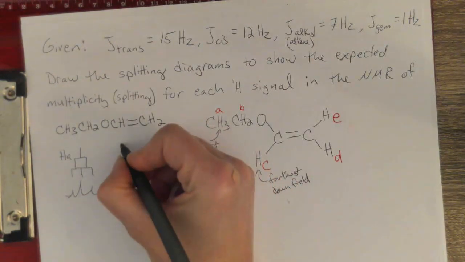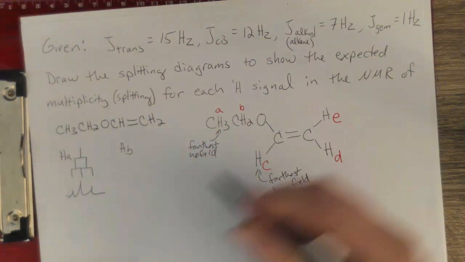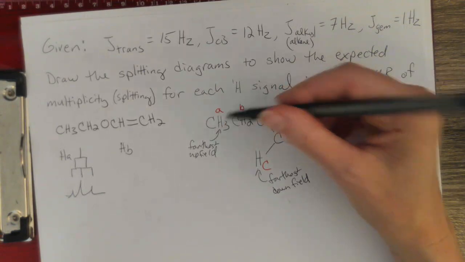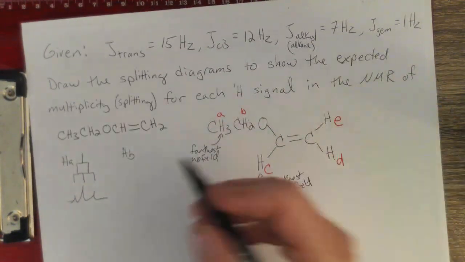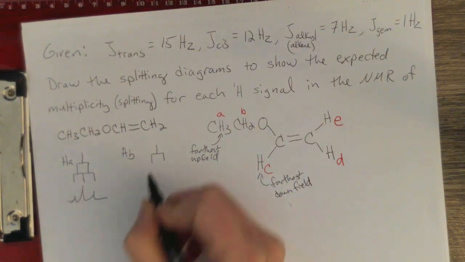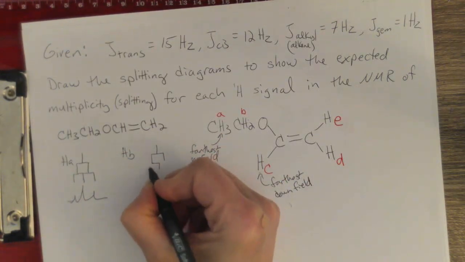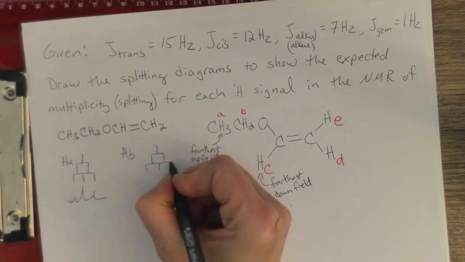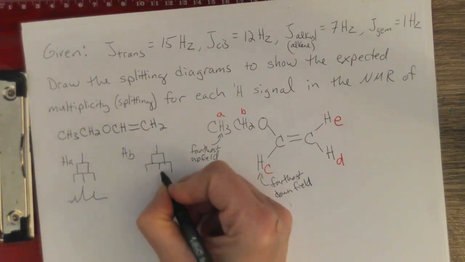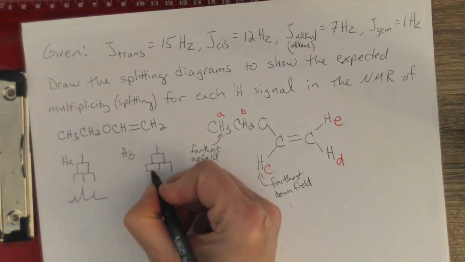All right, let's do HB next. So HB has 3 neighbors, so I have to apply this coupling constant 3 times. So here is my first 7 hertz split and start at the ends. We overlap in the middle since the coupling constant is 7 because you're going 3.5, 3.5, okay? And then we have to apply it a third time.